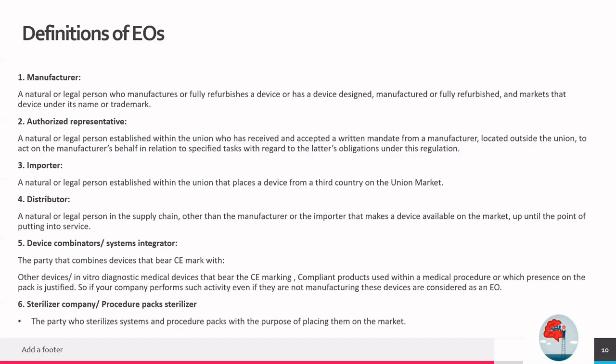operator. Then the sterilizer, or procedure pack sterilizer: the party who sterilizes the systems and procedure packs with the purpose of placing them on the market, not for their individual use but for business purposes, for the first time in the market. That party which sterilizes procedure packs is called a sterilizer. Next.